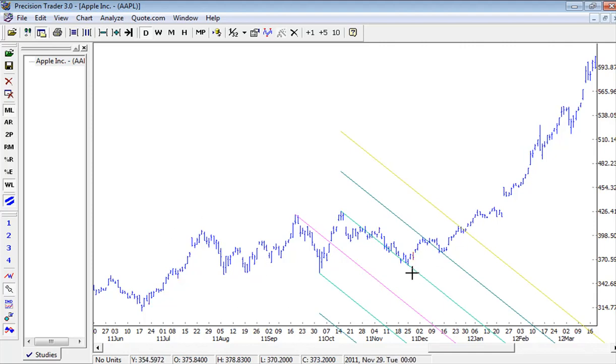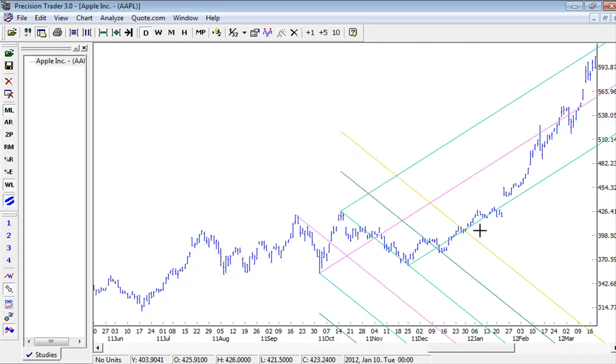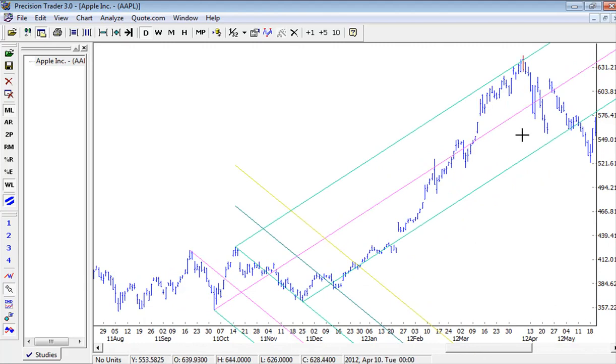We take the low here, the high here, and the low here. And as we can clearly see here, prices went up to the median line, pulled back a little bit, and then shot up to the upper parallel where they halted and reversed.